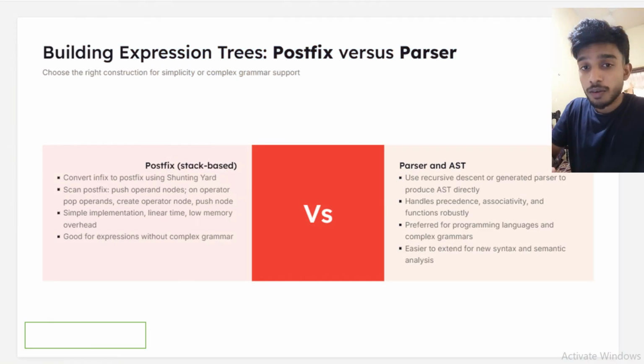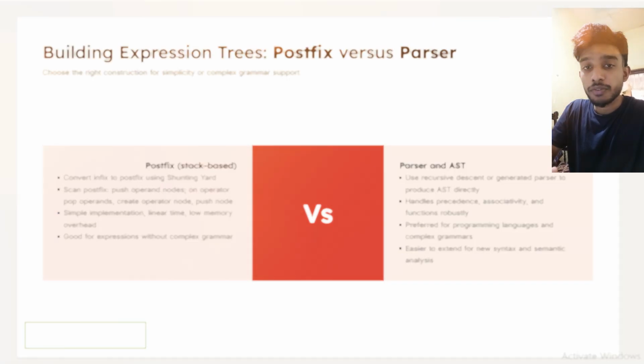Now let's talk about the postfix method and parser method. We build our tree from infix using a two-stack algorithm, but there are other ways. A simple method is to start with postfix notation. You can convert infix to postfix using the shunting-yard algorithm. Then building the tree needs a single stack: push operands, and on an operator, pop two nodes, make them children of a new operator node, and push it back. It is very clean for expressions.